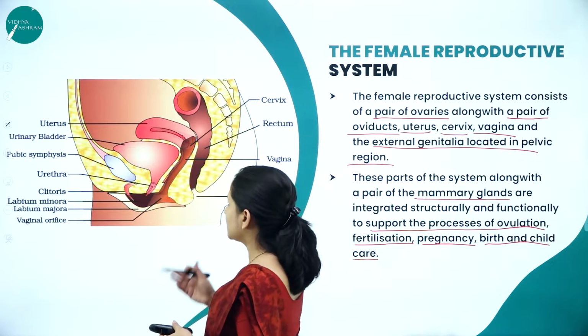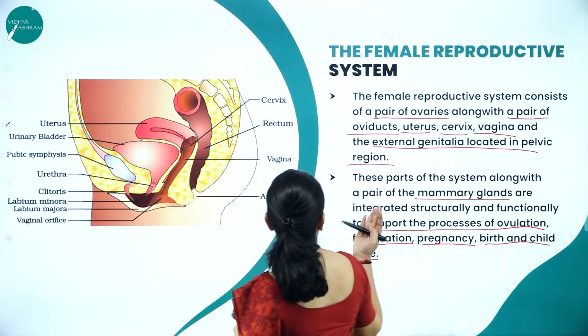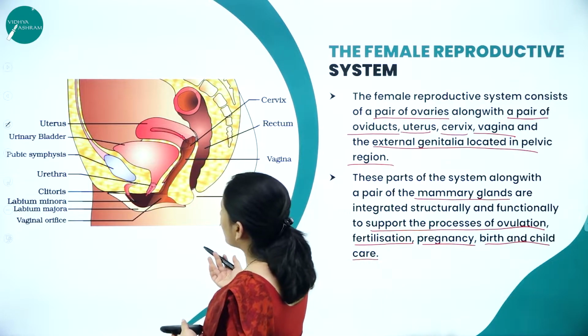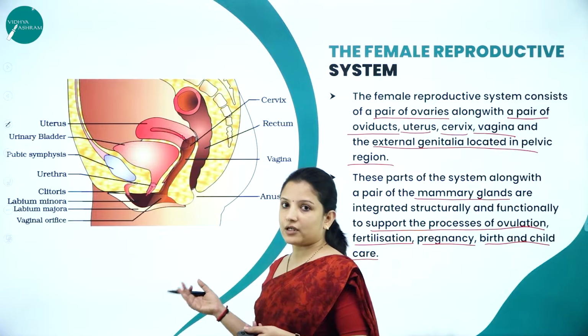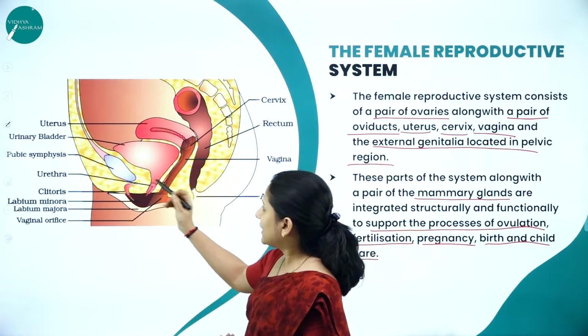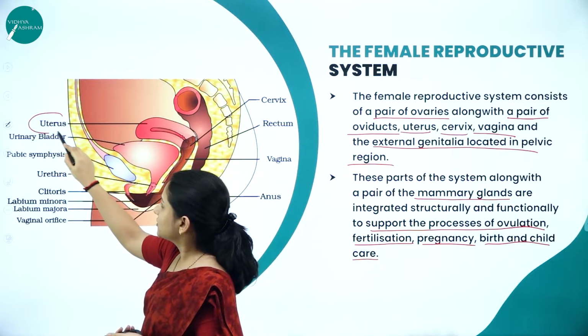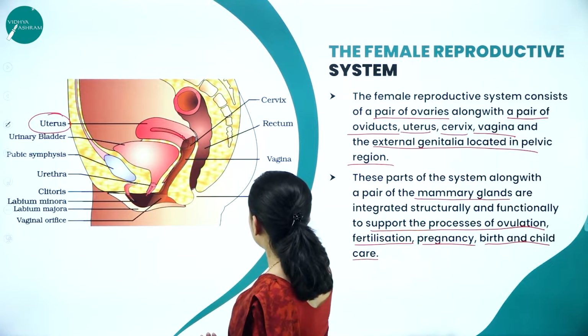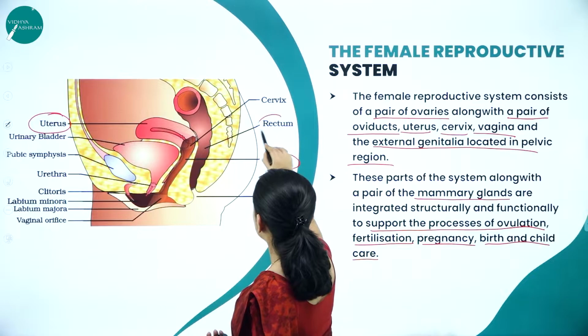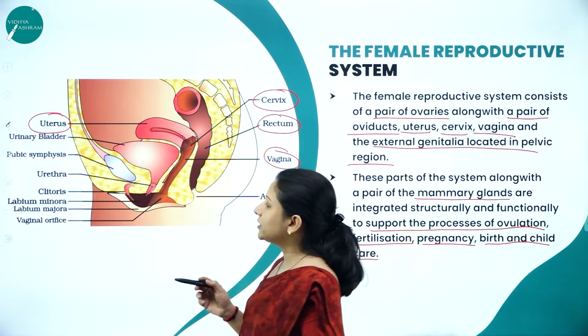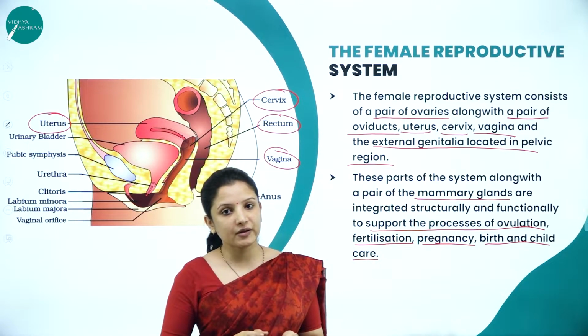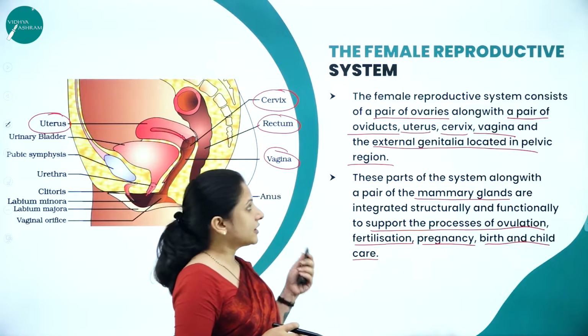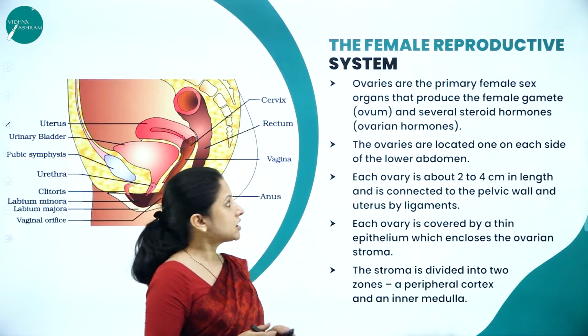As you can see here, the female reproductive system is mainly formed with a pair of ovaries. In the next picture, we can look into it. Along with that, it has the uterus, and then there is the vagina, the rectum, and the cervix. All these form the parts of the female reproductive system. So let us study about these in detail.